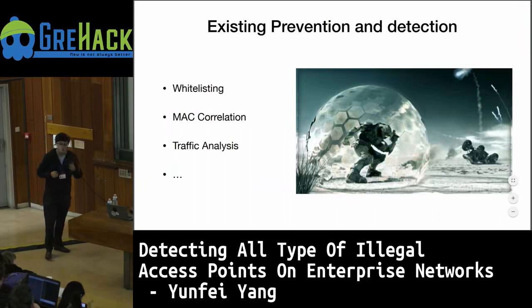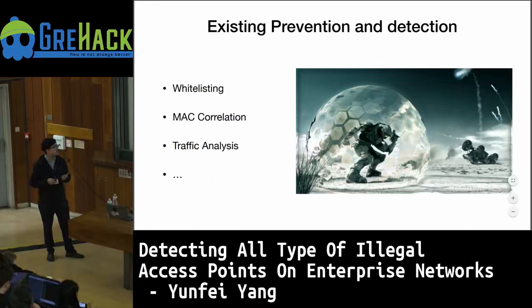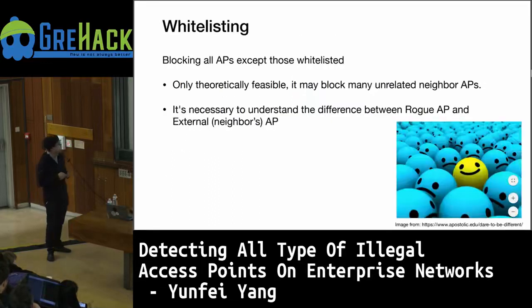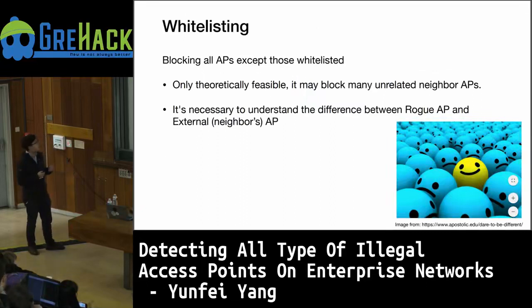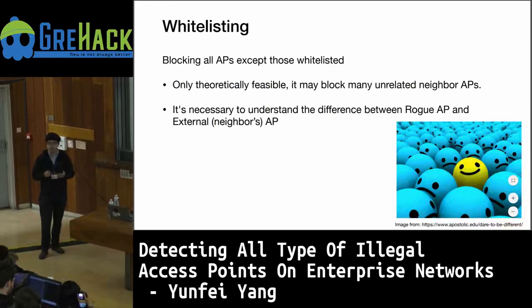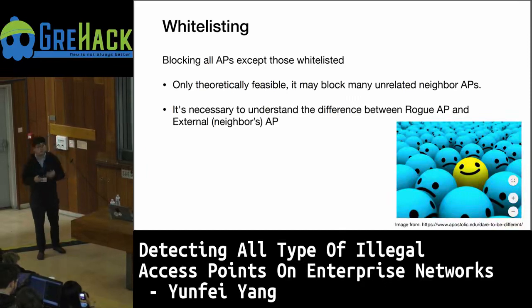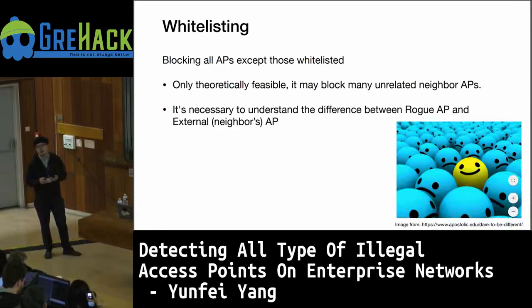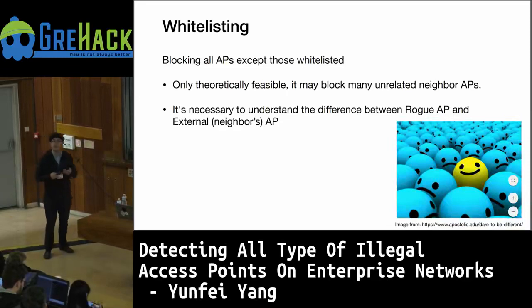Okay, I'm sure there are many solutions used by some companies. So let's have a look. Whitelisting. This method chooses to block all access points except those whitelisted. This method is only theoretically feasible, because there may be many other companies' access points just around you but not connected to your intranet. If you choose this method, it will block all of them. You can't do that because it's illegal.